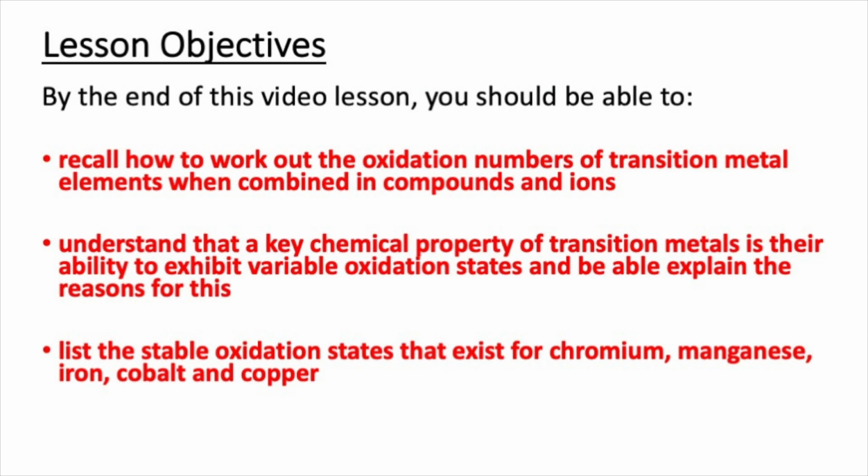By the end of this video lesson, you should be able to recall how to work out the oxidation numbers of transition metal elements when combined in compounds and ions. You should also understand that a key chemical property of transition metals is their ability to exhibit variable oxidation states and be able to explain the reasons for this. And finally, you should be able to list the stable oxidation states that exist for chromium, manganese, iron, cobalt and copper.